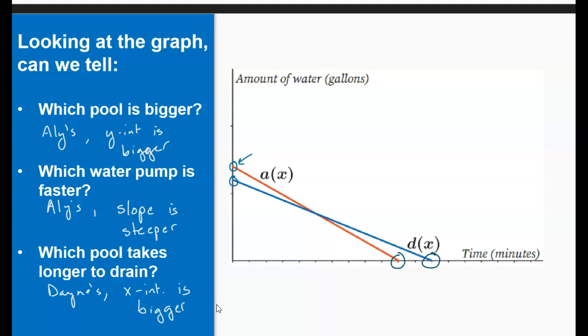So we've talked about these features of functions, the y-intercept, the slope, the x-intercept, but you can see that when we have a story, when we have a context, those features actually mean something. The y-intercept in this case is the amount of water in the pool initially. It's the size of the pool. The slope is how fast it's draining, how fast the water pump is working. And the x-intercept is the time it takes to fully drain the pool.